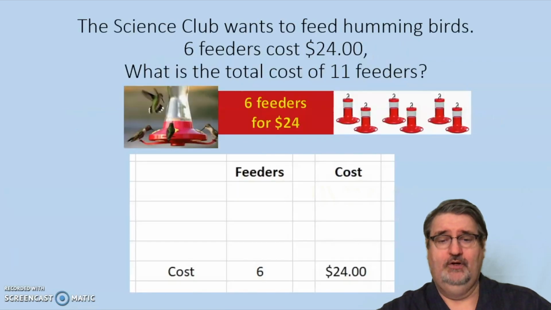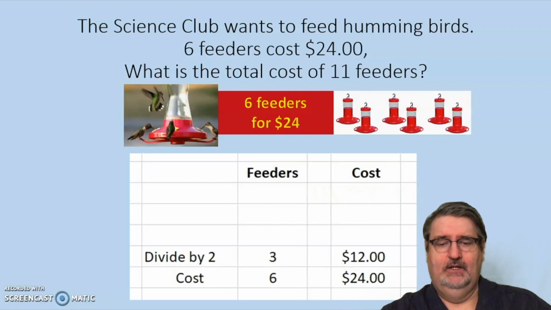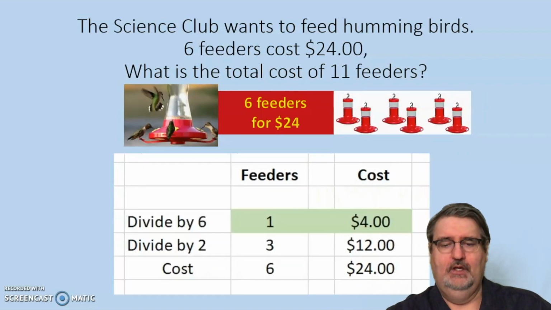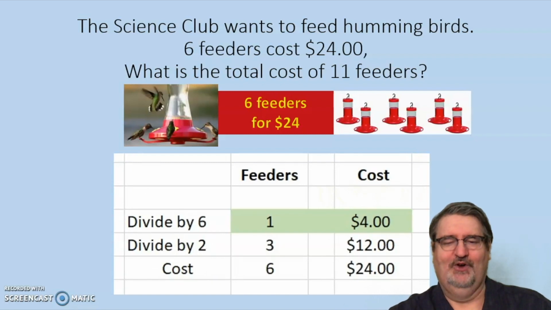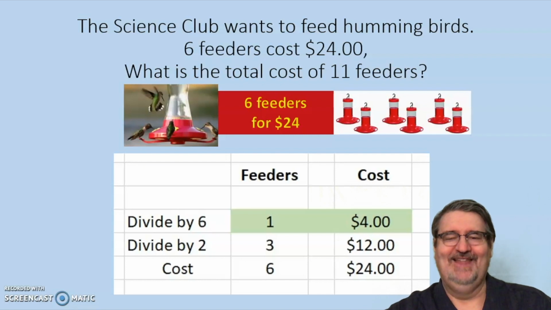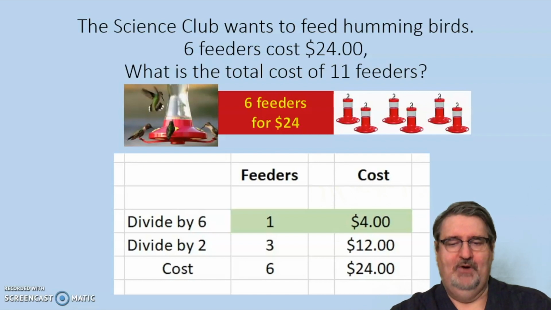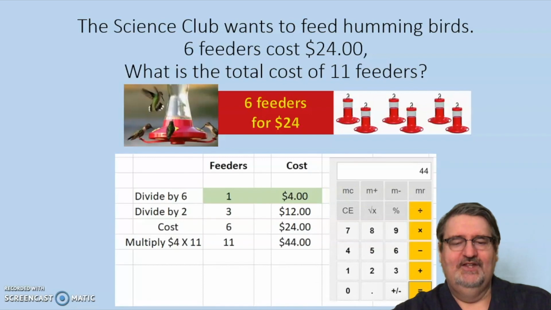We're going to make a chart, and we have feeders and cost, and we find common factors, and we can divide by that. So when we divide by 2, we have 3 feeders for $12. When we divide by 6, we have 1 feeder costs $4. So our unit rate is $4. But now we want to find the cost for 11 feeders. We're going to multiply. So $4 times 11 is $44.